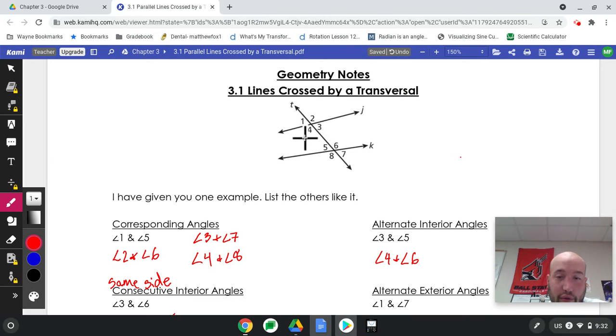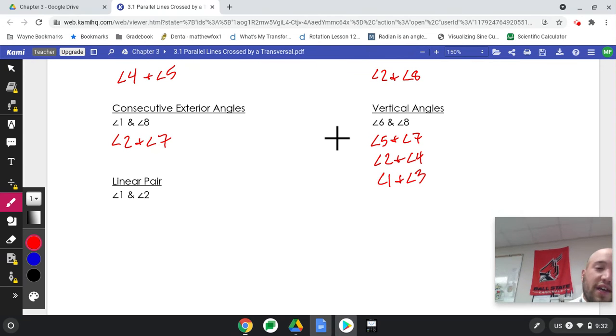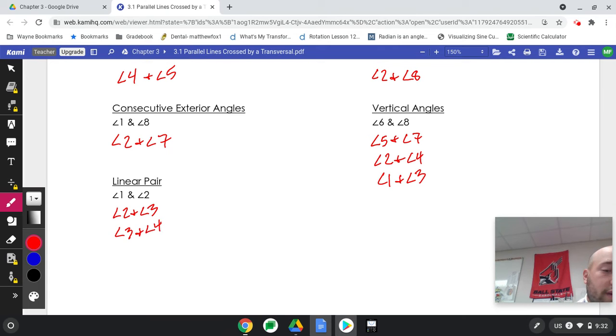2 and 3, 3 and 4, 1 and 4, 5 and 8, 5 and 6, 6 and 7, 7 and 8. There are lots of different linear pairs, and as we said, we know they add up to 180. If you want to have them all listed, I will list them right here. If you aren't as concerned with that, as long as you know what a linear pair is, that is fine.